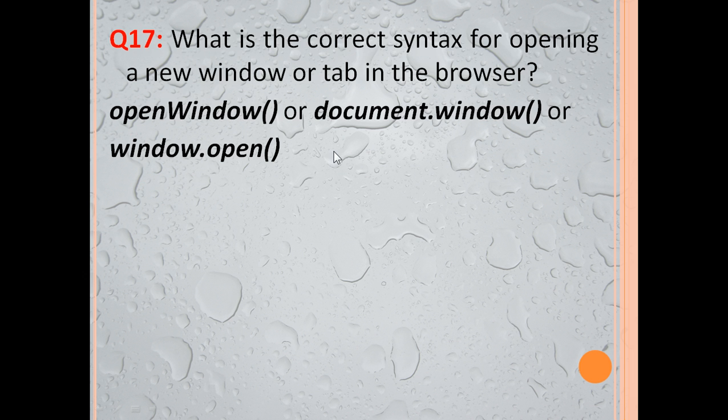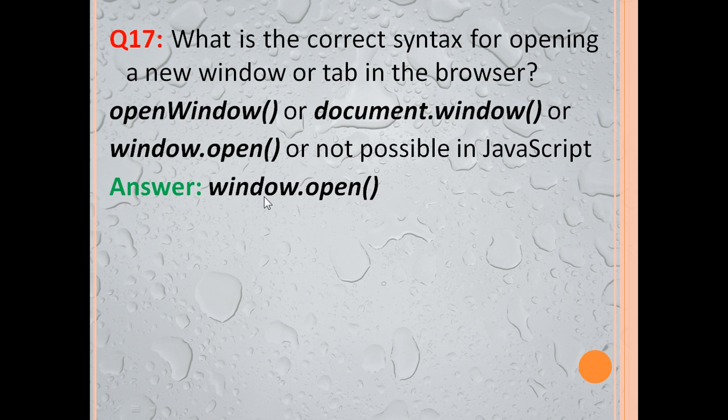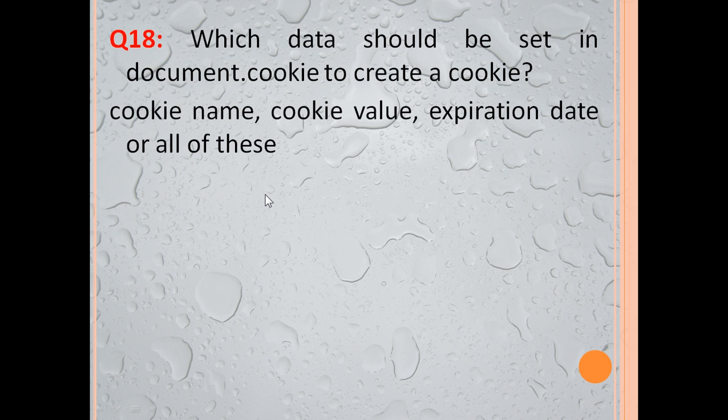What is the correct syntax for opening a new window or tab in the browser? open window, document.window, or window.open? It is window.open. Also, the window.open function has a large number of options. Which data should be set in document.cookie to create a cookie? Cookie name, cookie value, expiration date, or all of these? The answer is all of these. Not setting the expiration date deletes the cookie as soon as the browser is closed.